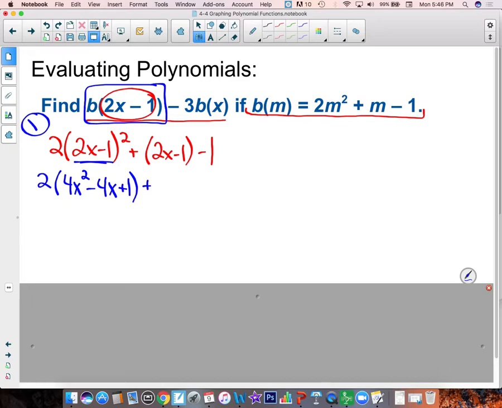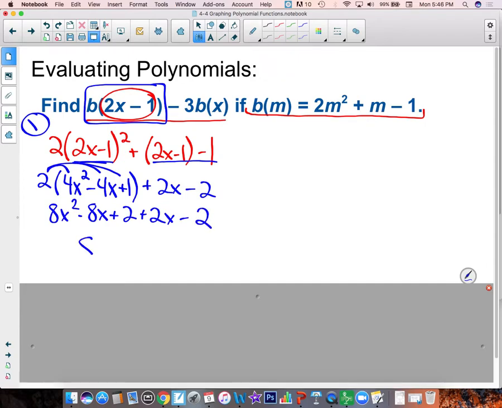And then I have this written out, so I can just add those together, so it gives me 2x minus 2. Now I have to distribute. So it gives me 8x squared minus 8x plus 2 plus 2x minus 2. Combine like terms, we get 8x squared minus 6x, and then plus 0, so that cancels out.